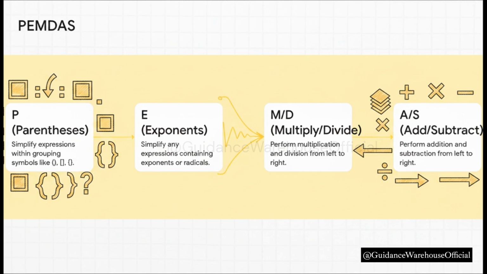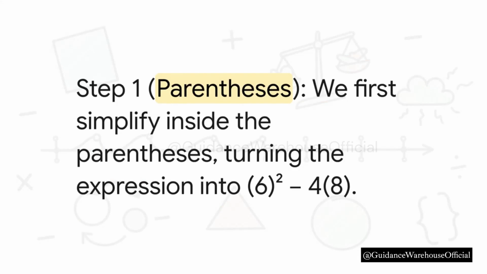Now, this isn't just some random list of rules somebody made up. Think of it like a protocol, a shared agreement that guarantees we all read the math the same way and get the same answer. You always start with parentheses, then you deal with exponents, then you do all the multiplication and division as you see them from left to right, and finally, you do all the addition and subtraction, also from left to right. Okay, let's actually put this to the test.